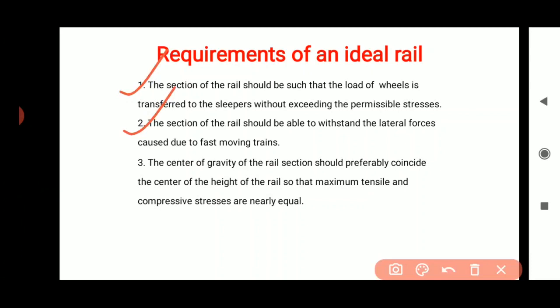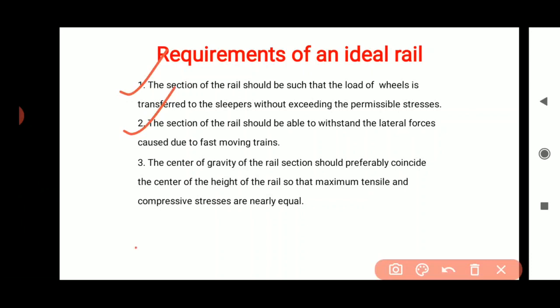For this, a large width of head and foot is required. If the width of the head and foot of the rail section is large, then it will provide high lateral stiffness. So to resist the lateral forces, the width of the head and foot should be large, which gives high lateral stiffness to resist the lateral force.